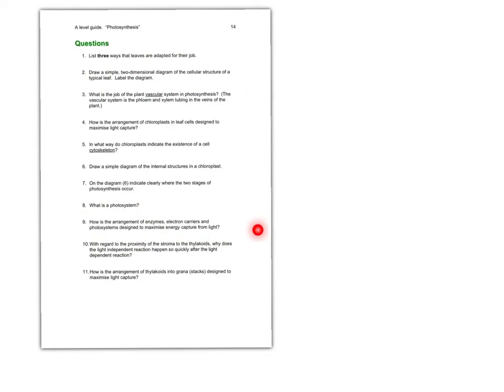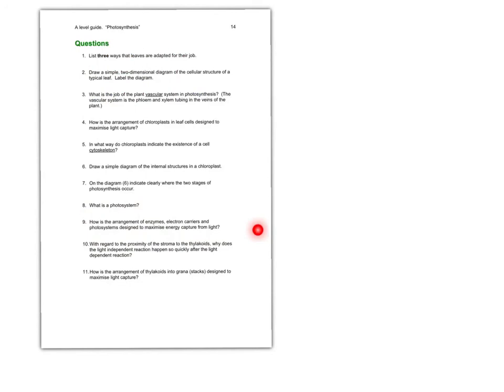With regard to the proximity of the stroma to the thylakoids, why do the light-independent reactions happen so quickly after the light-dependent reactions? Well, this is true in C3 plants, but honestly, the C4 and CAM plants actually do things a little differently. Remember that, and we'll talk about that in class.